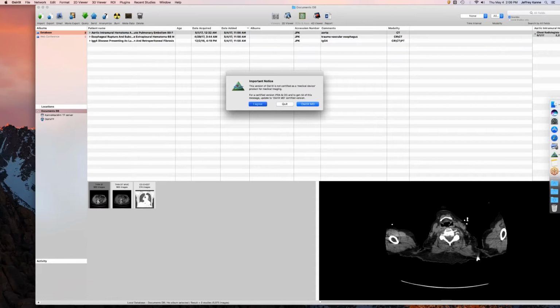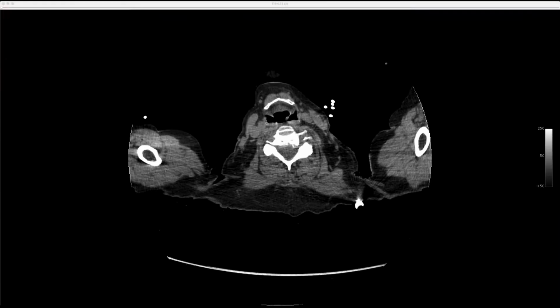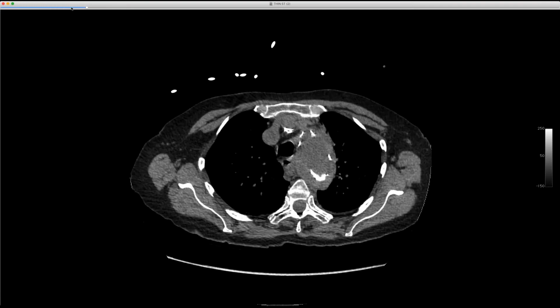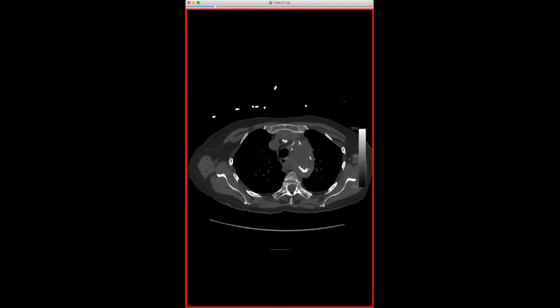So this is an 89-year-old, and I'll pull up her images in a second, who was transferred to us with chest pain and aortic pathology. But I wanted to show this case because I think it's the, put them up side by side. There we go.